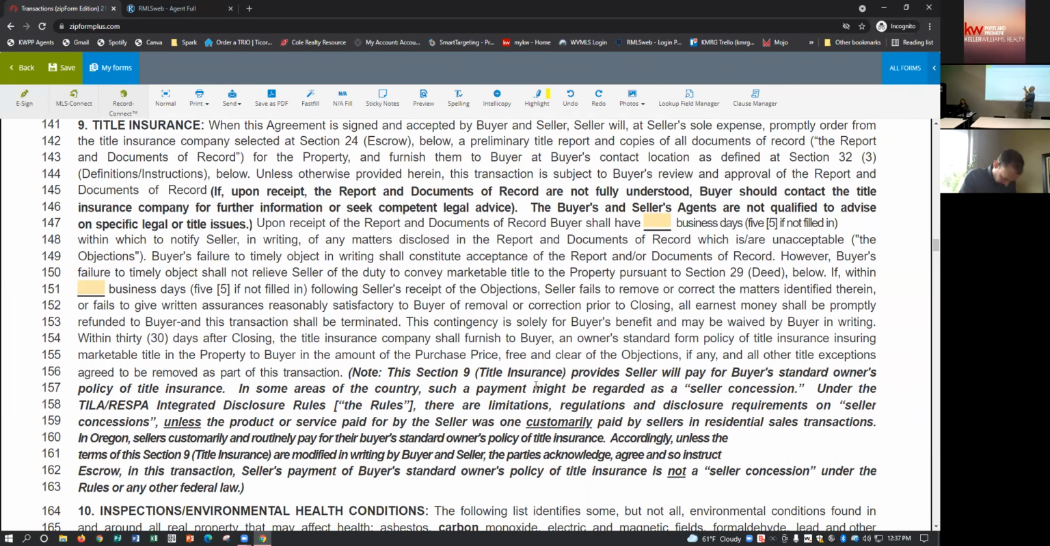Title insurance, so your clients can be provided a preliminary title report within 5 business days, or whatever number you put in here, of acceptance of this offer. And your buyer should review that title report in concert. If they have any questions, they should ask the escrow officer, but they should do it before the expiration of this contingency right here, which is 5 days following, if not filled in, of receipt of that document.